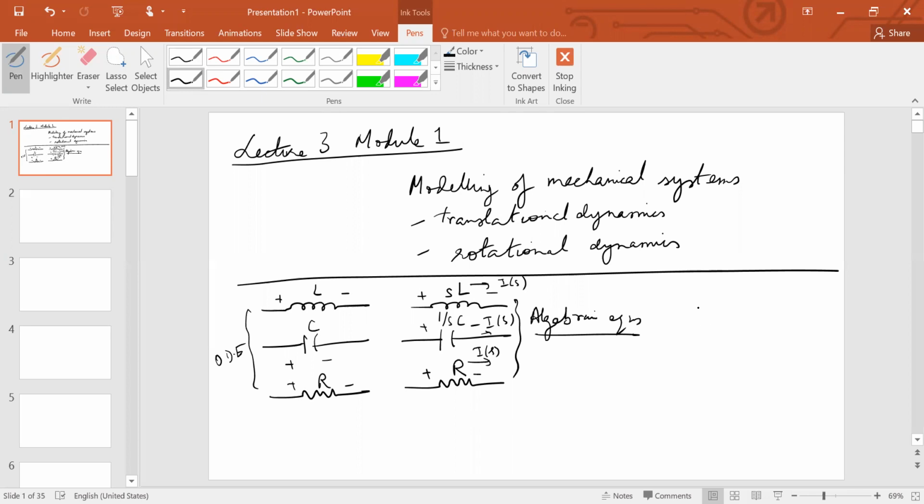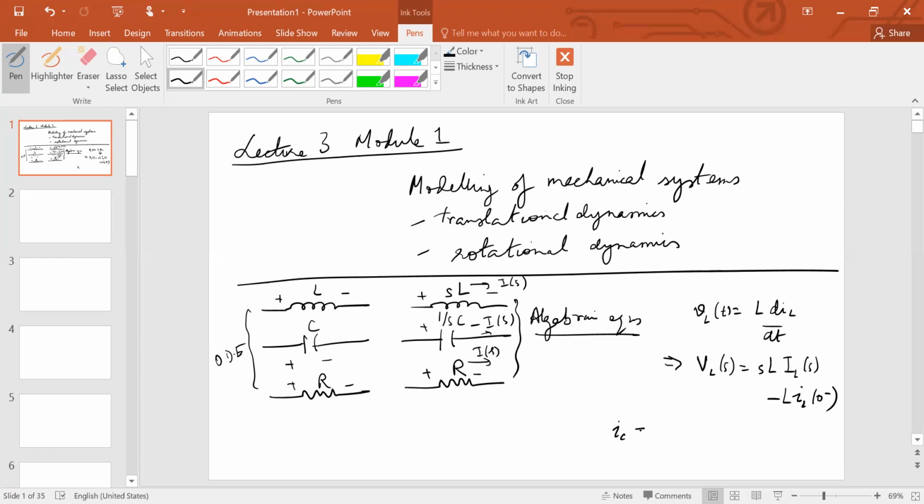What you then need to remember is the governing equation, which is that the voltage across the inductor is nothing but L times di_L/dt, which in the Laplace domain would give you V_L(s) is equal to sL I_L(s) minus L i_L(0-). Sorry, this should be small i, this is the time domain.